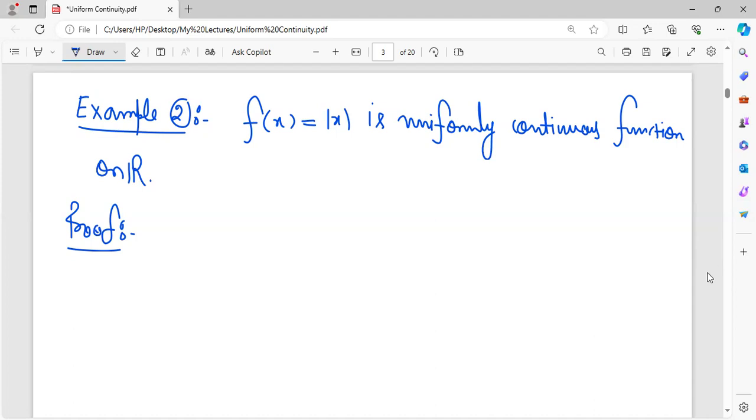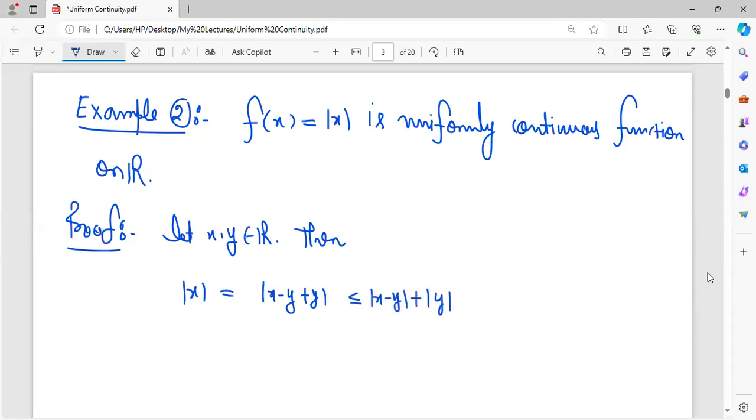So what we know: let x, y belong to R. Then we know that |x|, I can write this, I can add and subtract like that. Then by triangle inequality I can write like that. So this implies, you take absolute value on the left hand side, then what you will get? You will get this. So this is equation number 1.